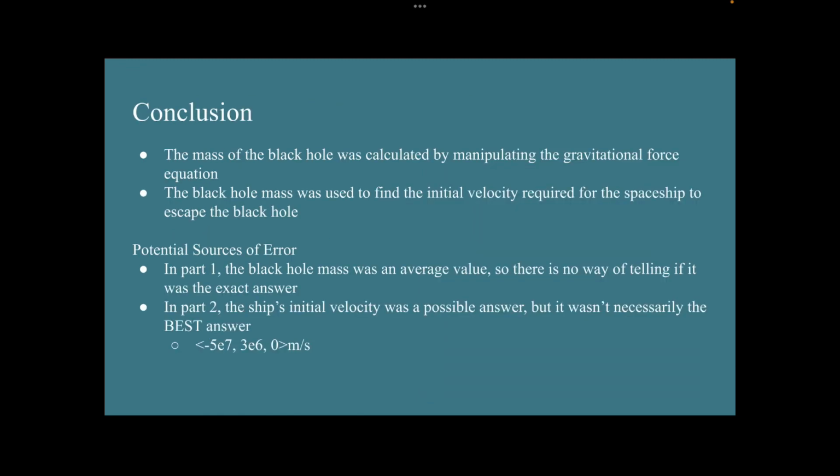In conclusion, the mass of a black hole was calculated by manipulating Newton's law of universal gravitation. The black hole mass was then used to find the initial velocity for the spaceship. Some potential sources of error in my code include 1. The mass of the black hole was an average value, not an exact value, so my data could have been skewed. And 2. The ship's initial velocity was a possible answer, but not necessarily the best answer.